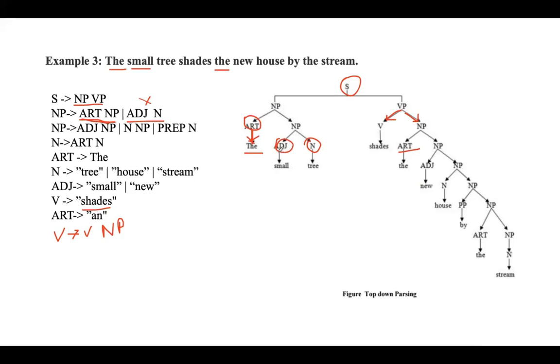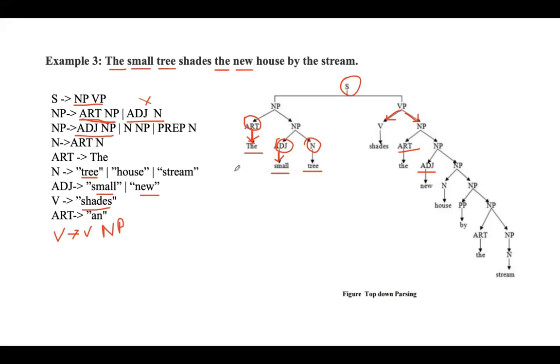Then you can expand this. Now, adjective derives small and new. So, as word in this sentence is small, take the small. And then, noun. Noun derives tree. Third word in the sentence is tree. So, take it. Then come here. Article derives the. And then NP derives adjective, noun phrase. So, find out the next word after the. Next word after the is new. New is an adjective. So, you need to take this adjective, noun phrase, production. So, take the first alternative.